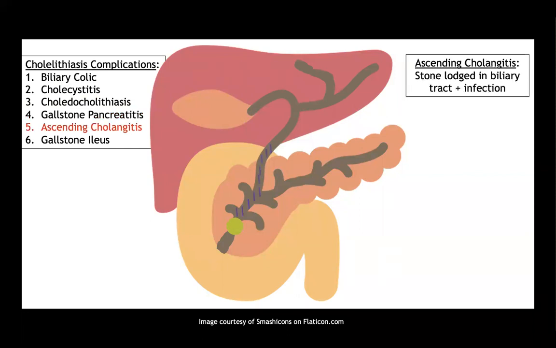Ascending cholangitis is when a gallstone gets stuck in any of these regions, but most commonly the main pancreatic duct or the common bile duct, and it gets stuck and an infection can form proximal to that blockage. And lastly, Gallstone Ileus is when a very, very large gallstone can make it into your GI tract and it gets stuck in your intestine.